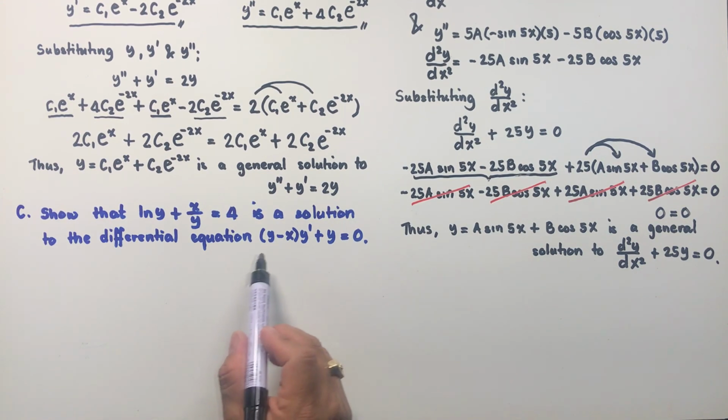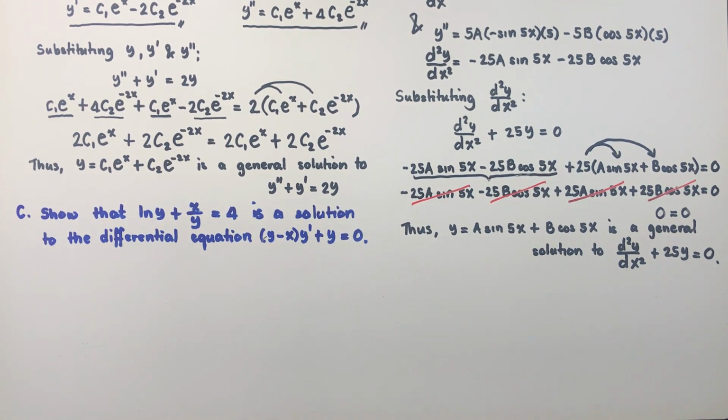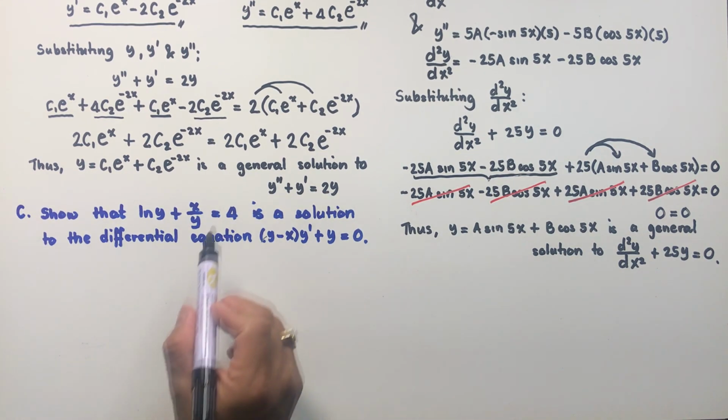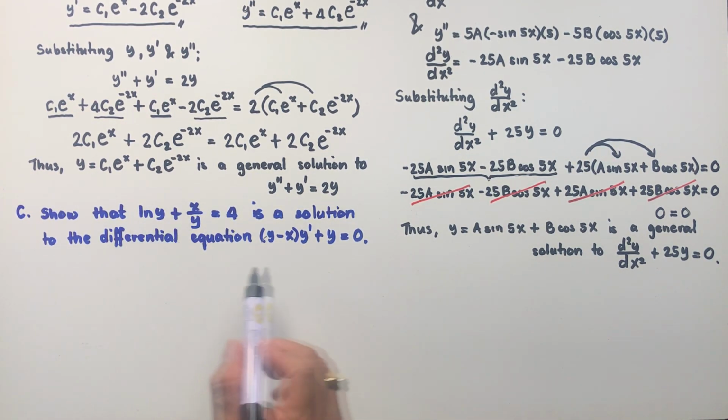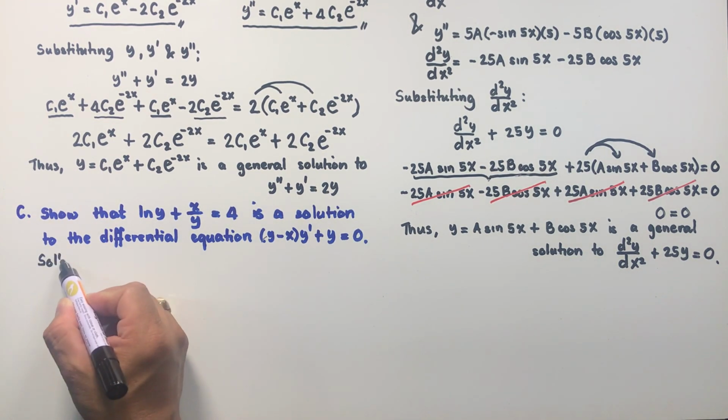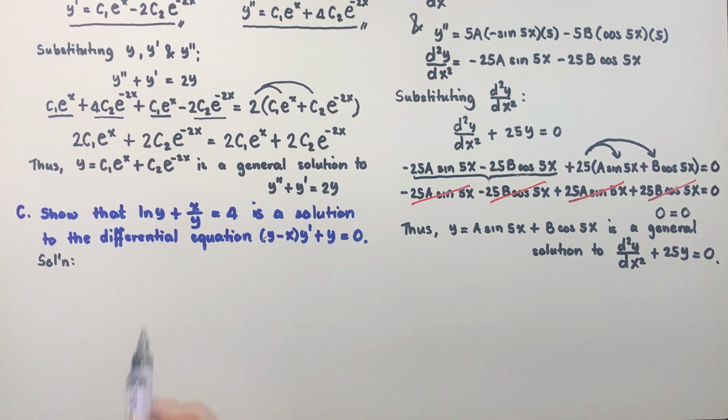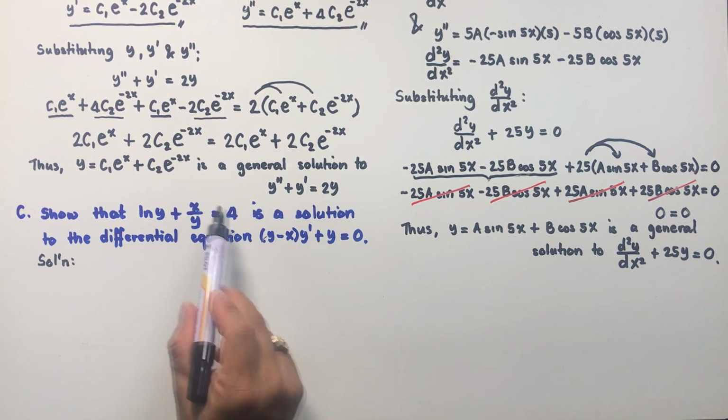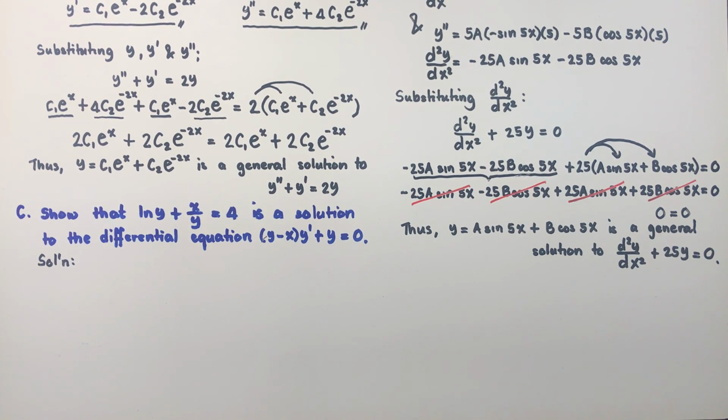Now, looking at this differential equation, it is written implicitly, and our solution is also an implicit function. So how do we show that this implicit function is a solution to this differential equation? To show it, we first solve the first derivative of y with respect to x, or simply the y prime. But this function is an implicit function, so we will use implicit differentiation.